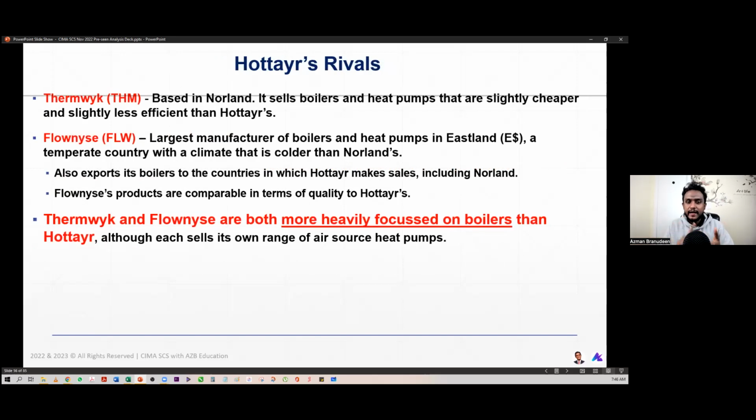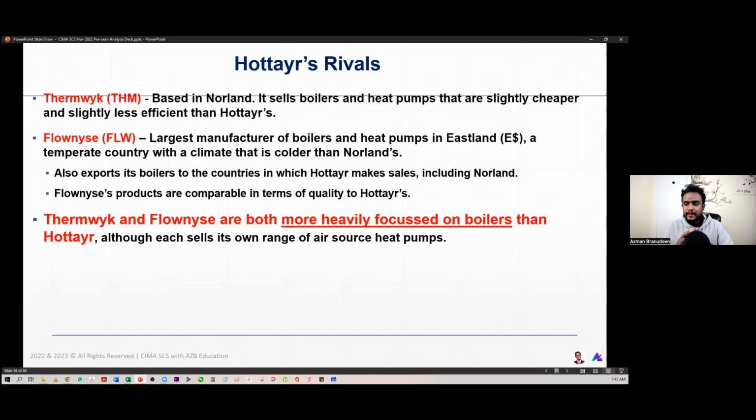Okay, who are our rivals? What is our competition or the competitive landscape? Two main rivals are noted in the pre-seen. One is Thermwick, and this is a direct competitor, right? This is a competitor that, as far as the pre-seen is concerned, we are pitched against. They're based in Norland, so home country, and they sell boilers and heat pumps that are slightly cheaper and slightly less efficient than Hottayrs. So they're not really up to our league, at least that's their strategy. They're probably catering to a lower end, low budget market.